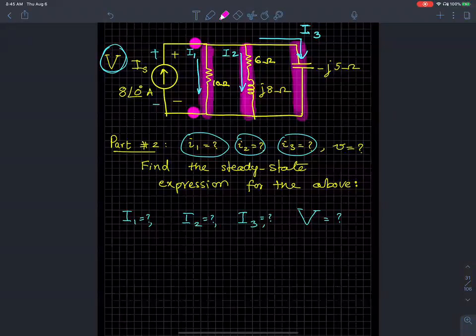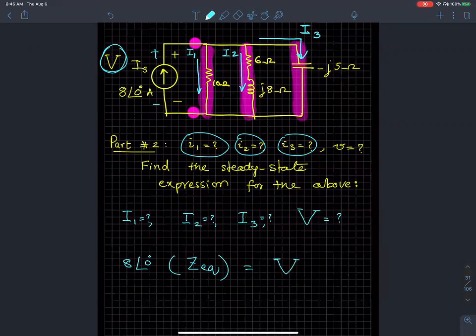There are three parallel branches here. So if I find the overall current, I know the overall current, 8 angle 0 degrees, and find the overall resistance or Z equivalent of all the three parallel branches, then I would get V.